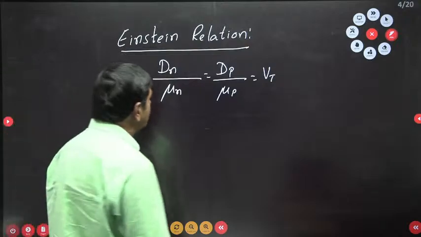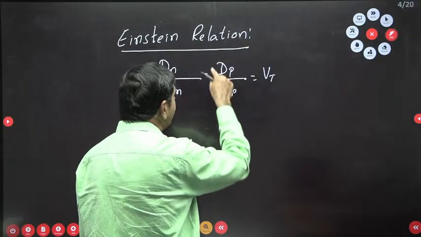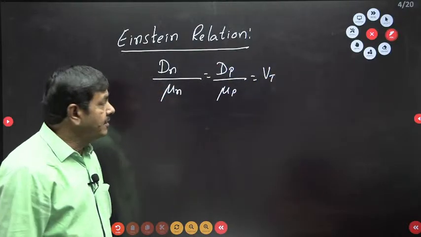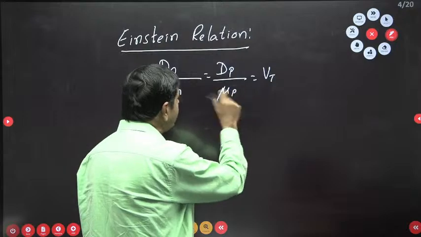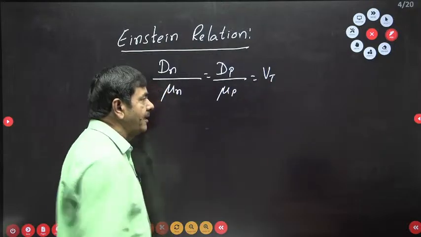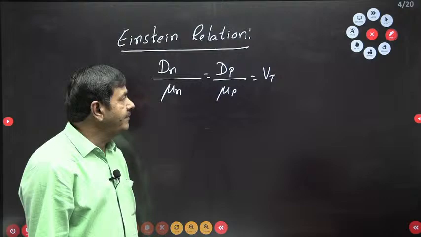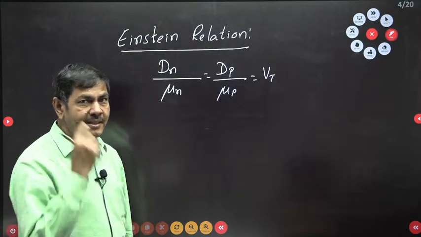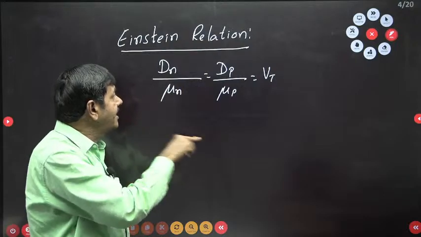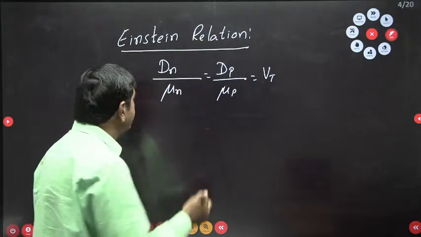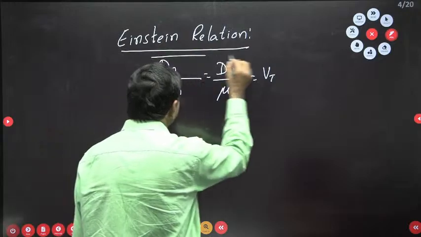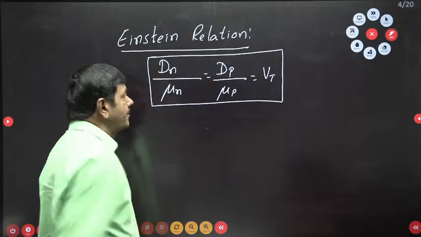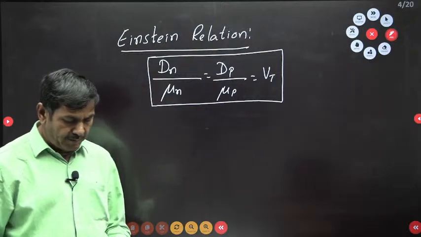Sometimes Dp and the thermal equivalent of voltage are given, and it becomes necessary to find the mobility of holes. Then you can use this formula. Or mu p will be given, Vt will be given, and Dp is required to be determined. Then you can use it. Anyhow, this is said to be the Einstein relation. In problems, this formula will be useful. You must remember it.